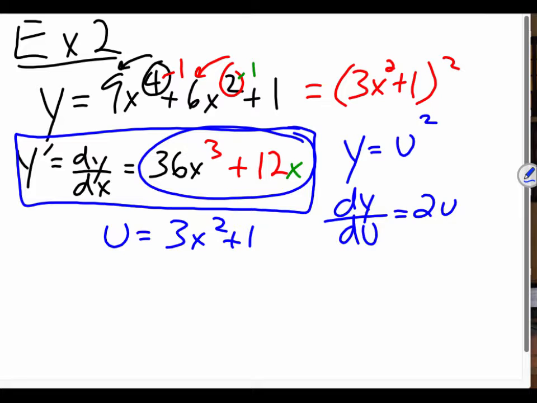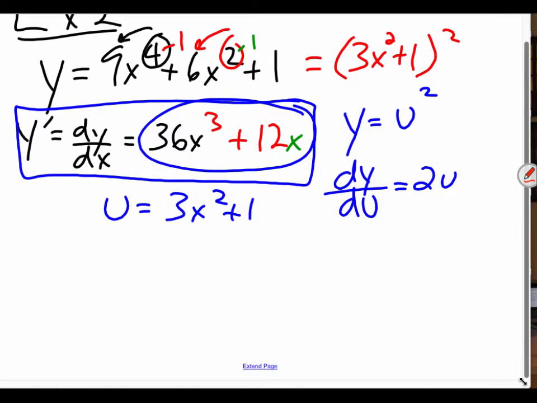Well, we got a little more work to do. You're going to tell us how to get the 3x squared plus 1 squared. Well, we're not done. So what we really want is dy dx. Let me give myself a little room here. What I really want is dy dx. Now, how do we get dy dx?